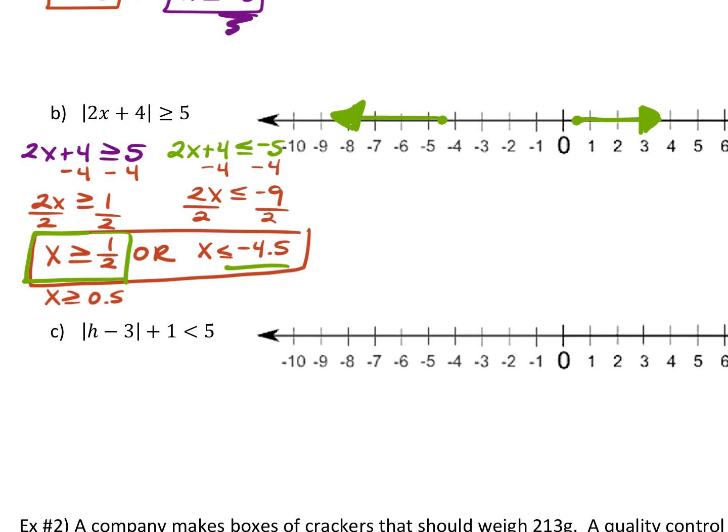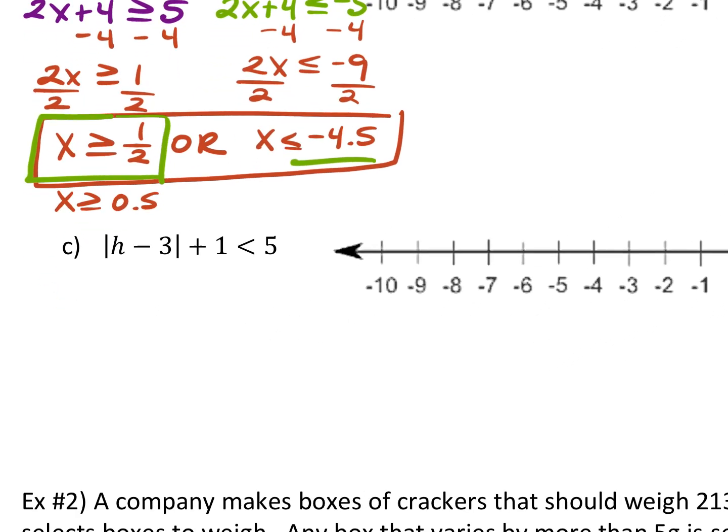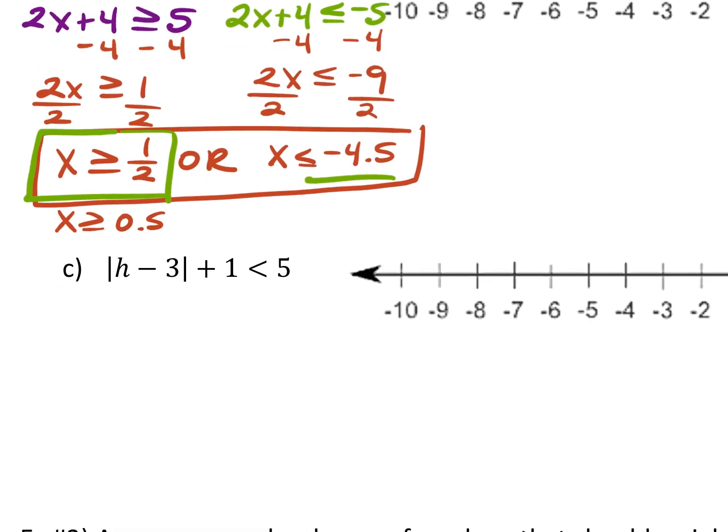Okay. C is the fanciest of all of these thus far. What do you have to do first? Get rid of that one. We're going to go -1, -1. So the absolute value of h minus 3 is less than 4. Okay. Now, you don't want to check if it's and or or until you've isolated. We have isolated now. Is this an and problem or an or problem? And, less than, right? This is an and problem. So your shading should go, where do they overlap? Where do they meet in the middle?